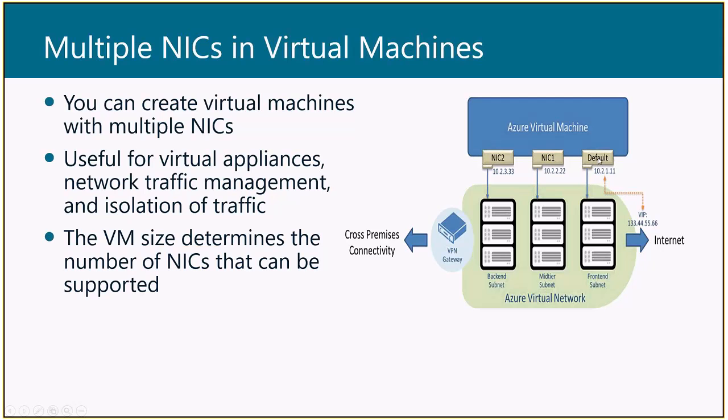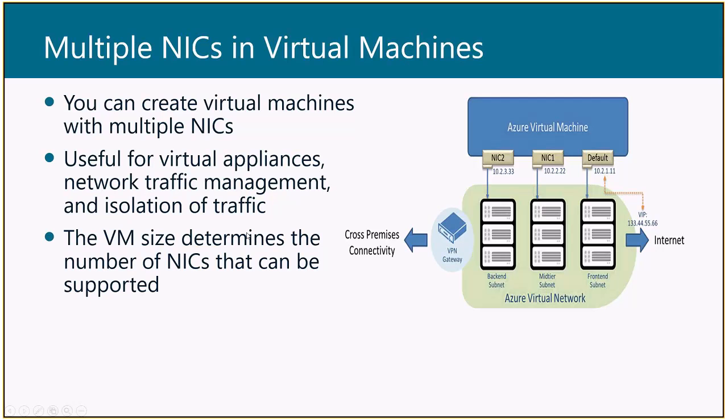The default network card is the front-end subnet. If you want to go out to the internet, you have to go through the front-end subnet. Then we have a middle tier subnet, and we have a back-end subnet. If you want to go out to the internet, this is what you're dealing with. Notice that the going-out IP address is 133. These are 10.2.3, 10.2.2, 10.2.1. You cannot overlap.